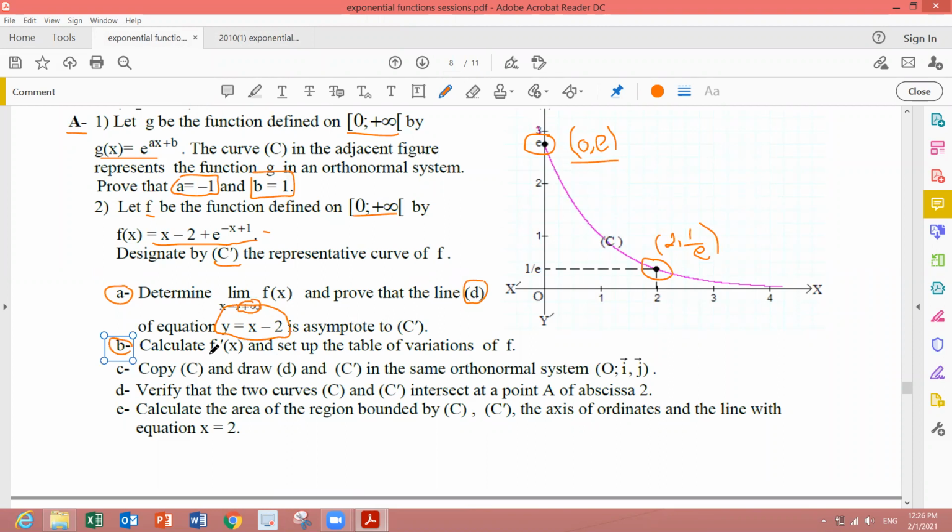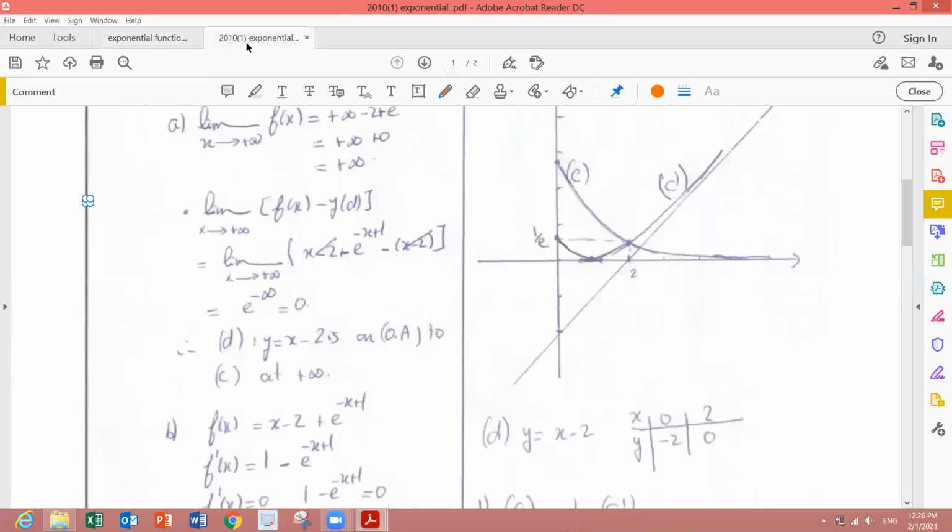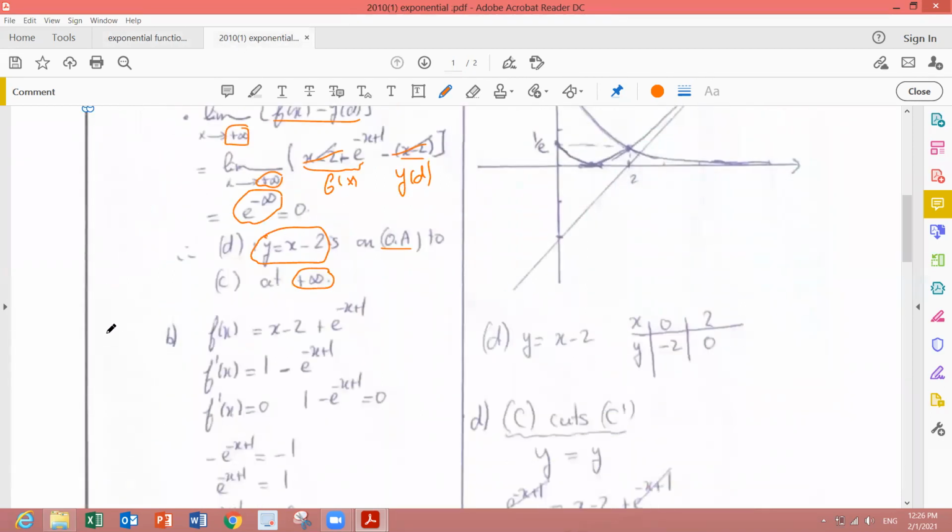Calculate f prime x and set up the table of variations. What is f prime x? What is the derivative of x? 1. What is the derivative of e to the power minus x plus 1? So f(x) equals x minus 2 plus e to the power minus x plus 1.